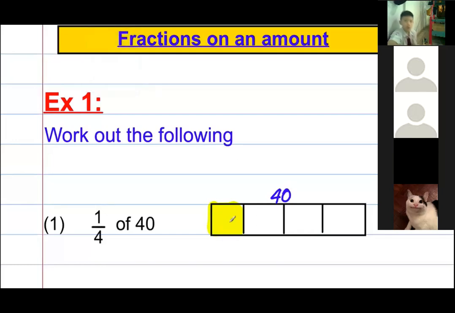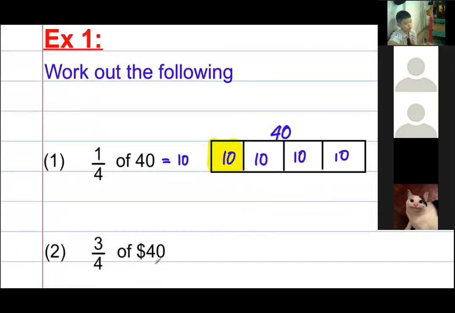You can think what number added together four times adds up to 40, and clearly you can see it would be 10, 10, 10, 10, or do a division in your head. Do 40 shared out amongst four, and it would be 10 in each box. We want one box, so our answer is equal to 10, and we're done. Okay, let's move on to the next example.